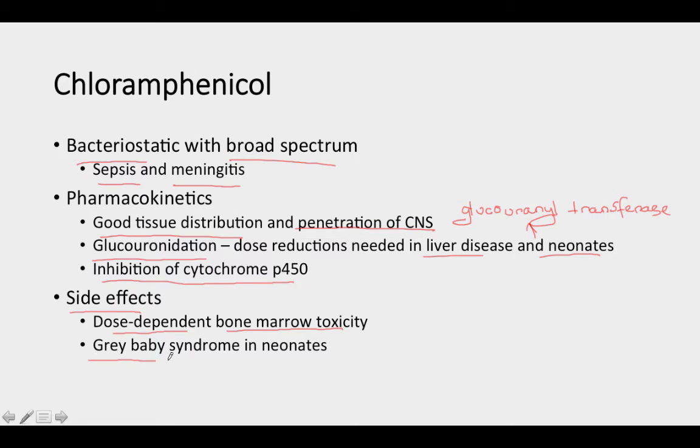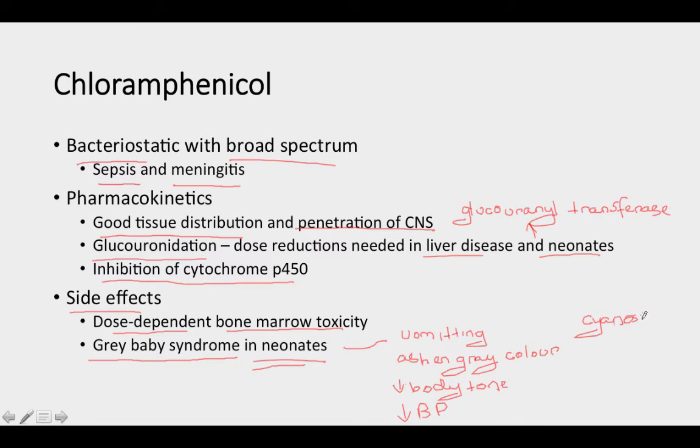And the other one is this thing called gray baby syndrome in neonates. And what's gray baby syndrome? Gray baby syndrome is this syndrome that comprises vomiting, an ashen grey colour of the skin, limp body tone, hypertension, cyanosis, and cardiovascular collapse.